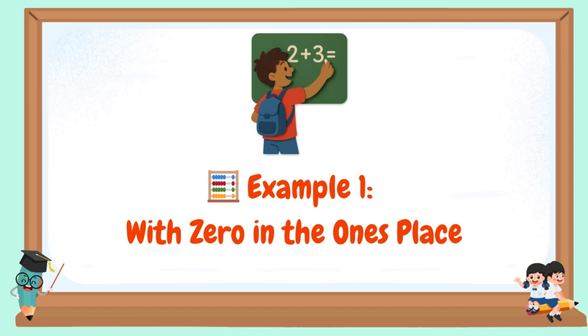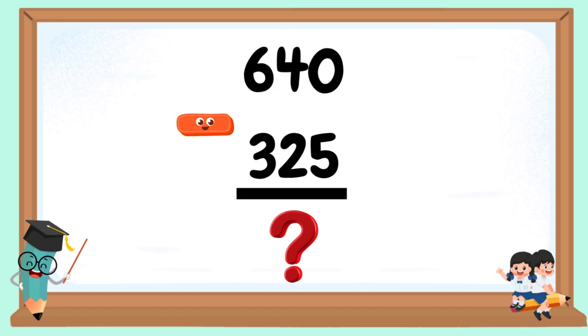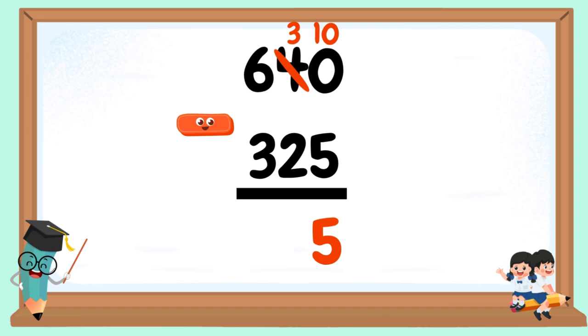Example 1. With 0 in the ones place. 640 minus 325. 0 minus 5 cannot be. That's why we will borrow 1 from 4. 4 will become 3 and 0 will become 10. 10 minus 5 is equal to 5. 3 minus 2 is equal to 1. 6 minus 3 is equal to 3. 315 is our difference.